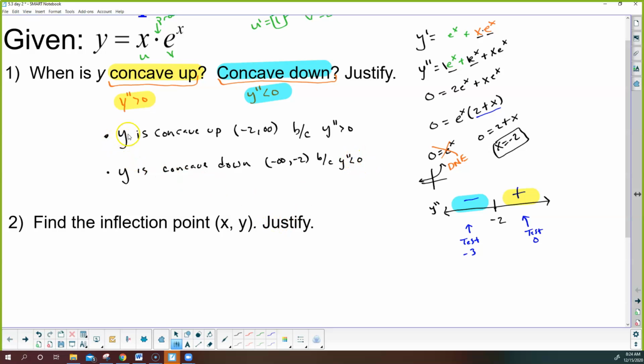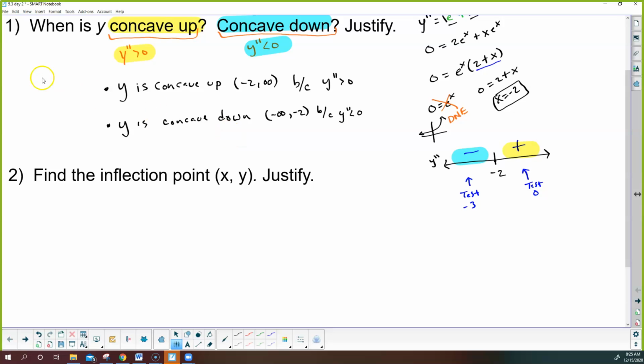Notice how I did not use the word it. It is not concave up. We want to be specific. You always want to make reference to the original function. In this case, it was y. All right, so don't use the word it or they or even the graph or the function. Call it by its name.